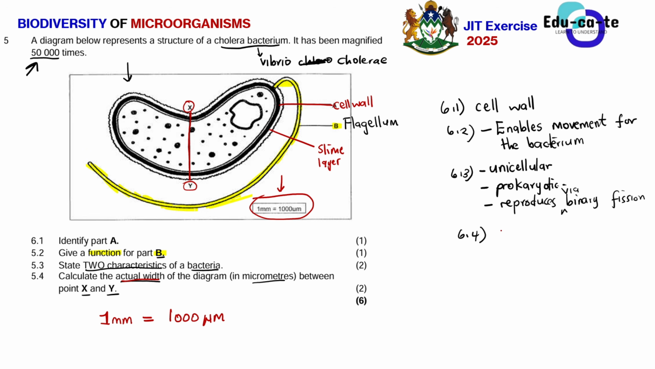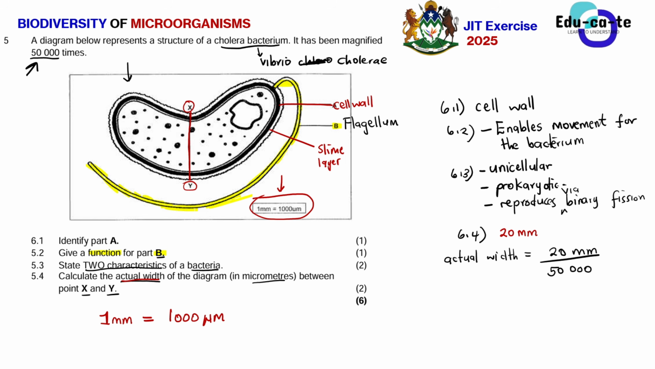Let's just say using a ruler you have found that it is 20 millimeters. So you are going to find the actual width. For you to be able to find the actual width, you have to say this 20 millimeters divided by 50,000. Why are you dividing it by 50,000? Because remember that this has been magnified, zoomed in 50,000 times. So this 20 millimeters is actually zoomed in 50,000 times, so you must divide by the 50,000.